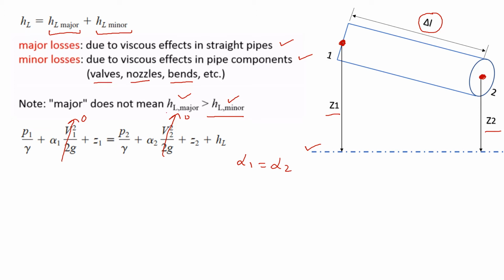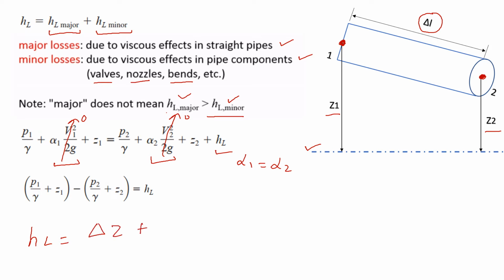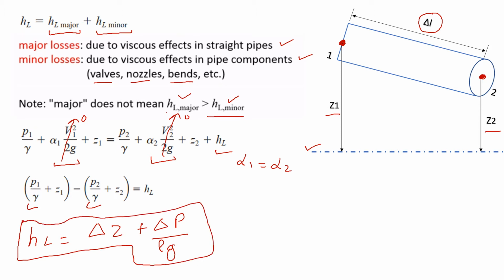Then we will simplify this equation and write it in terms of the head loss. After cancelling these velocity terms, this is how the equation will look. After further simplification, we get an equation for head loss: delta z plus delta p over gamma, and we can also write the specific weight gamma in terms of rho g, that is density times gravitational acceleration. So far this is our equation for the head loss. We will leave it as such.